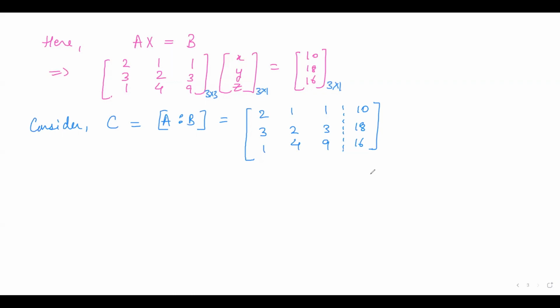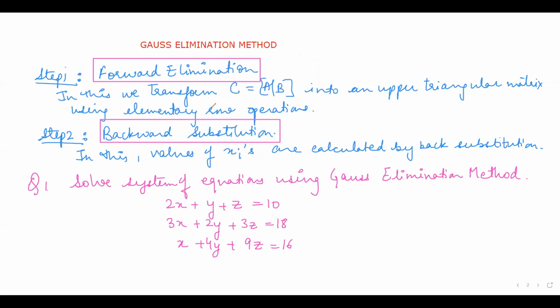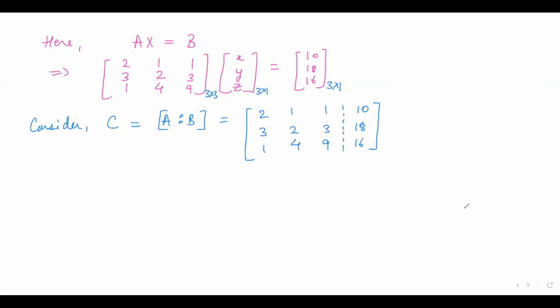Okay. Now we'll be doing the first step. The first step is that you have to transform your augmented matrix into an upper triangular matrix using the elementary row operations. Now what is the upper triangular matrix? I have already explained. The upper triangular matrix is where the elements below the diagonal are 0.